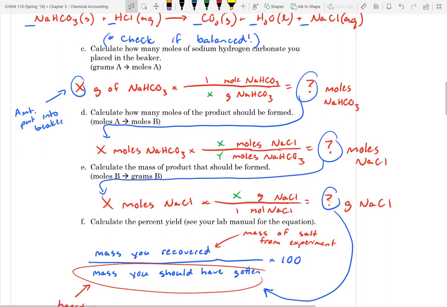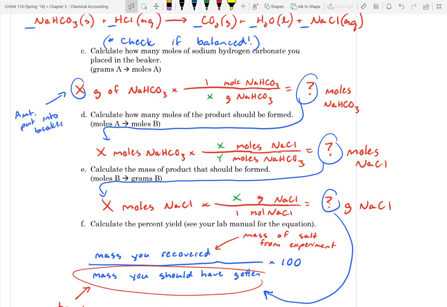And then once we do that, it says calculate how many moles of sodium hydrogen carbonate, or bicarbonate, you placed in the beaker. So we know the amount we put in. That should have been recorded in your notebook. And then you need to use a gram to mole conversion to find out the moles of bicarbonate that you used. And then for D, once you know the moles of bicarbonate that was used, figure out the moles of sodium chloride that should be produced. That's the mole to mole ratio from your coefficients. And then once you know how many moles of sodium chloride you have, what does that weigh in grams? So you can use a mole to mass conversion.